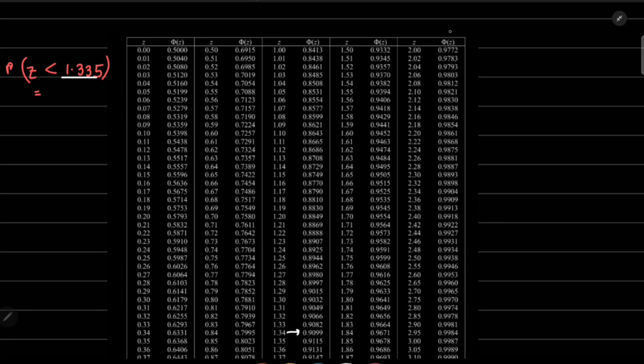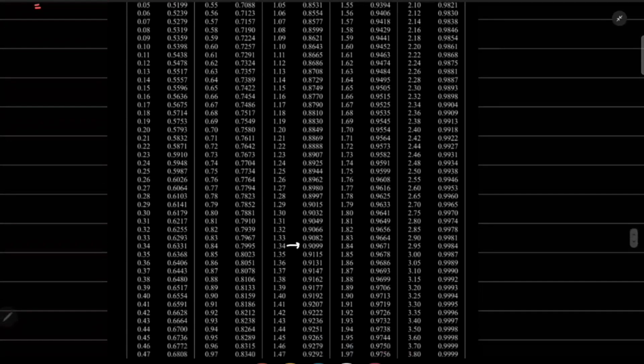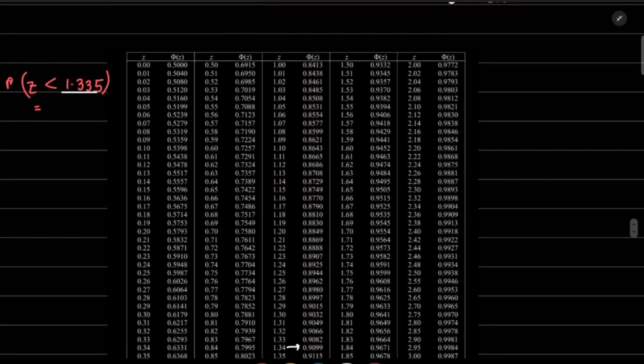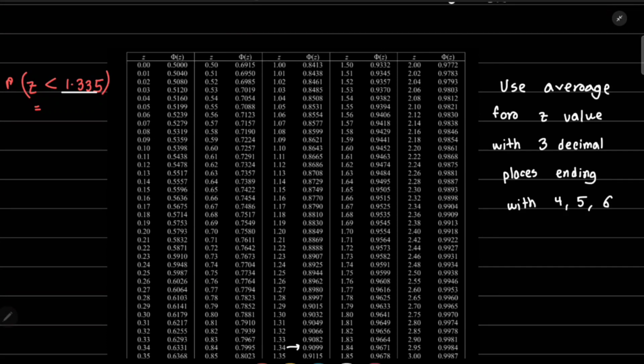1.335 or 0.015 or 0.005. In cases like this, when it ends with a 5, 4 or 6. A 4 SF number or a 3 decimal place number that ends with a 4, 5 or 6. So this is the cases where we use the average. We do not use it anywhere else.